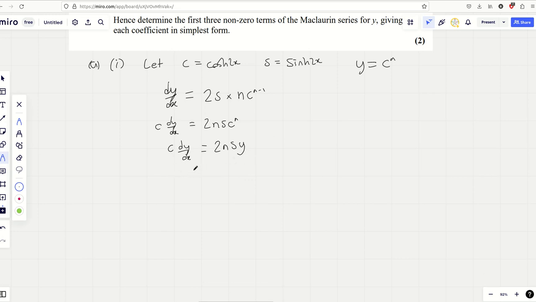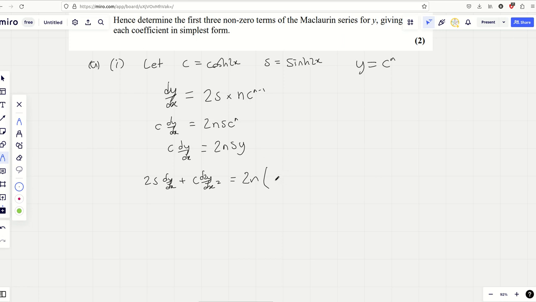Okay, so what have I got here then? I'm going to differentiate again. I'm going to need the product rule on this, because remember C isn't a constant here, it's a variable. So I'll differentiate the C, but cosh 2x differentiates to 2 sinh 2x, so that'll be 2S, times the other side undifferentiated. Then I'll differentiate this and times it by that undifferentiated, so that gives me C d²y/dx², and that's going to equal, now personally I let the 2n just sit outside because it's just a constant.